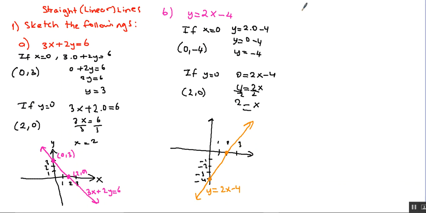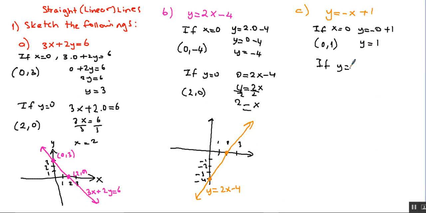Let's look at another example. See. Y is equal to negative x plus 1. Okay, what do we do here? Again, if x is equal to 0, then y is equal to negative 0 plus 1. Negative 0 is 0, that makes 1. X is 0, y is 1. If y is equal to 0, 0 is equal to negative x plus 1.